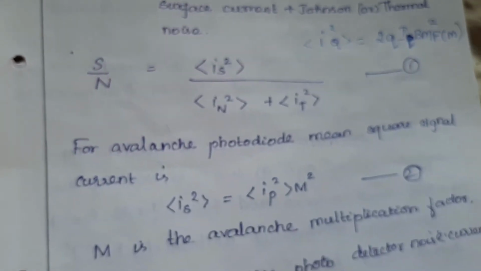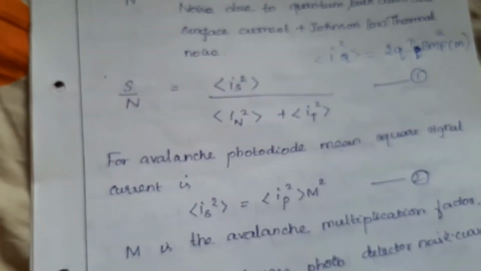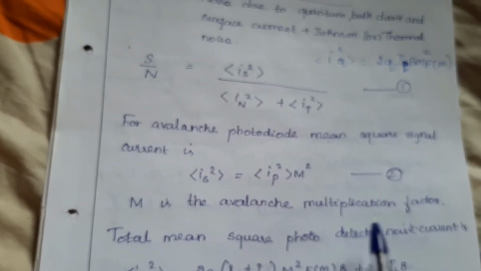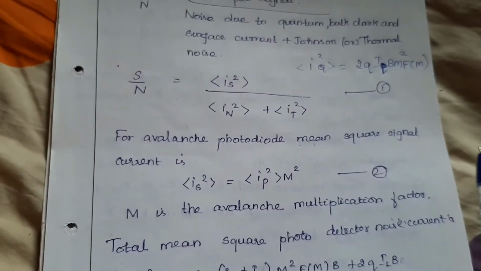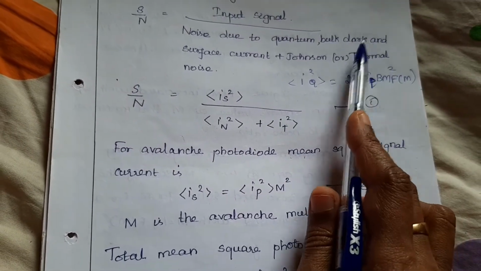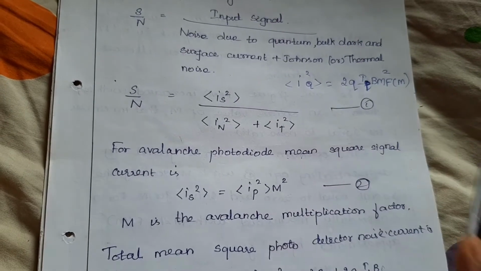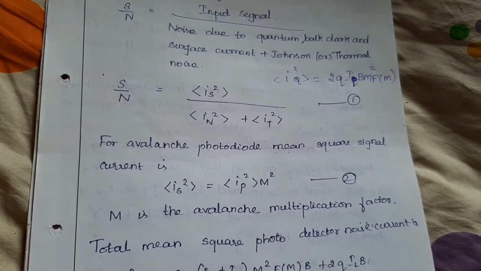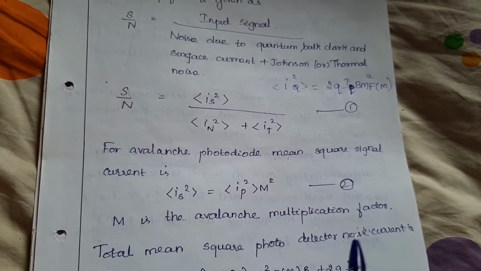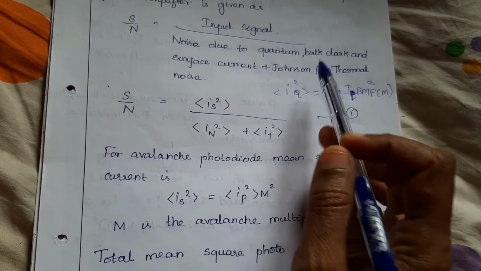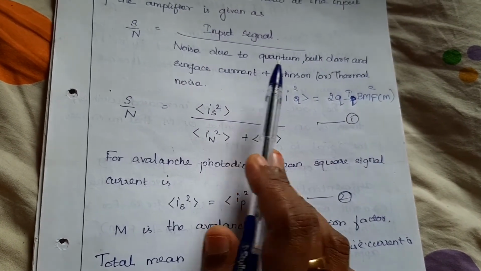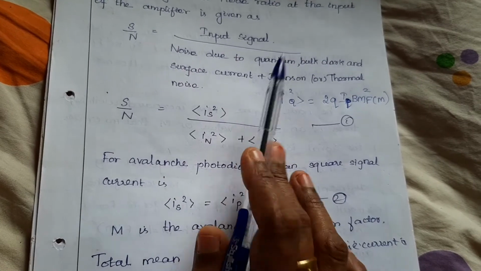So what is this dark current? Dark current means the current that flows through the bias circuit when no light is incident on the diode. If the light is not incident on the diode, then the current that flows through the bias circuit is known as the dark current. Dark current is the combination of the bulk and the surface current.